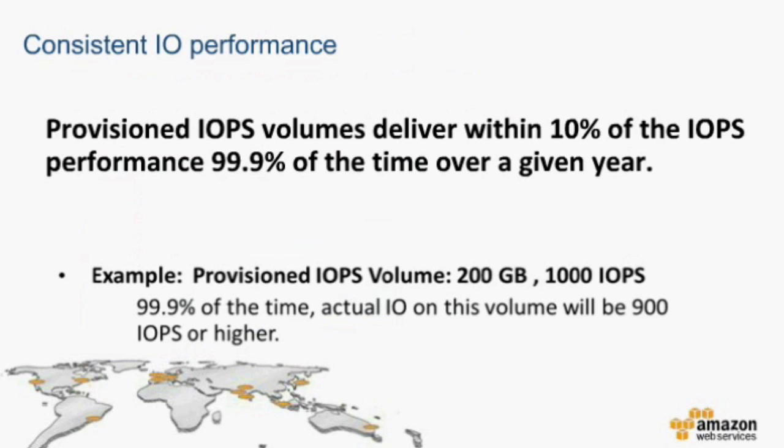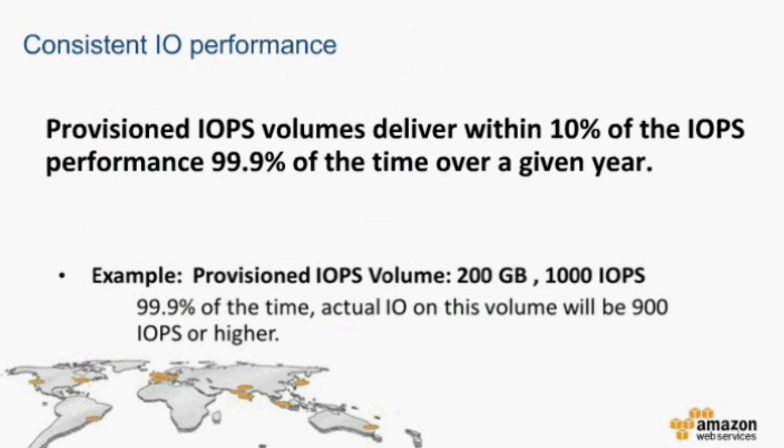If the speed of that regularly varies, I have to anticipate and measure against the lowest average speed, and that's what I use to bound the designs for my workload. So provisioned IOPS will deliver within 10% of the IOPS performance provisioned 99.9% of the time over a given year. So within 10%, it's not going to go any faster than what you provisioned. So you're looking at up to minus 10%.